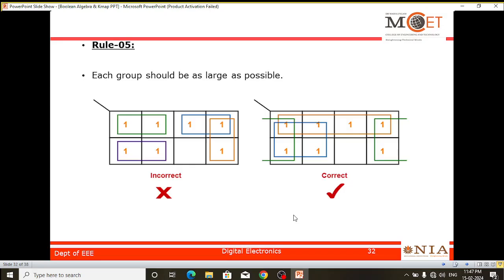Then rule 5: each group should be as large as possible. So which is the correct one? In this case, the maximum group combination is correct.